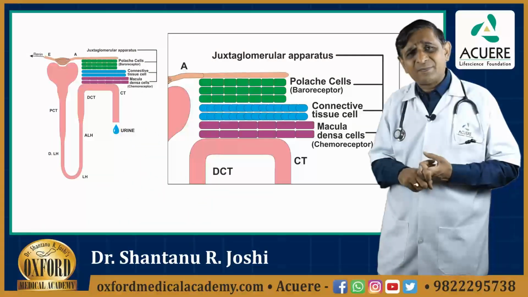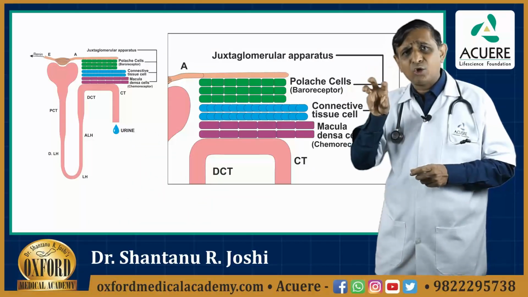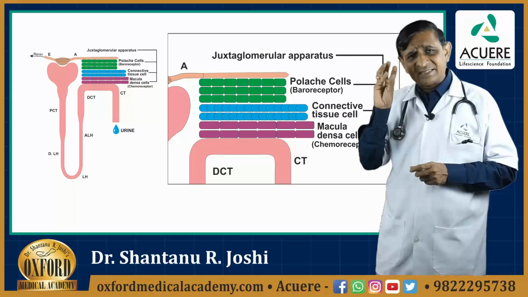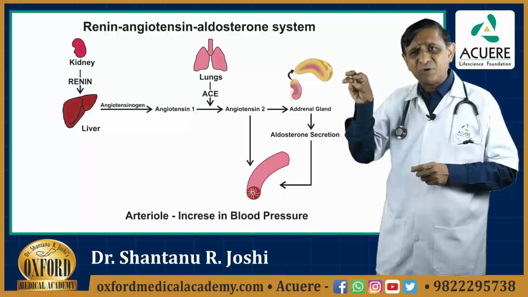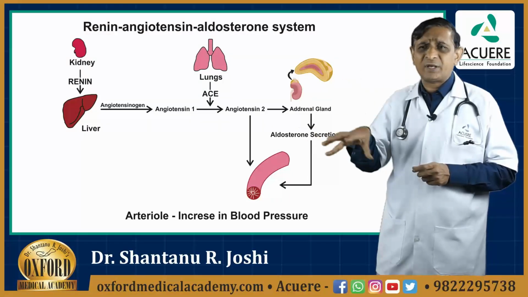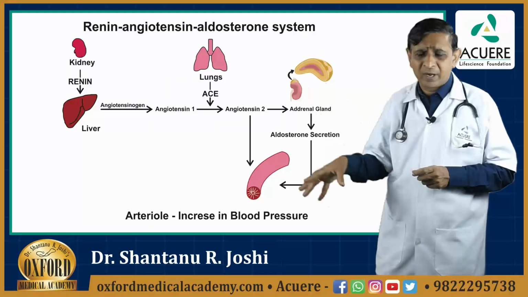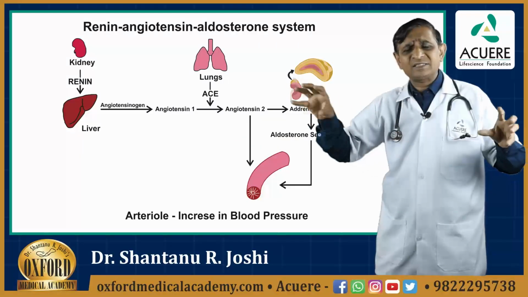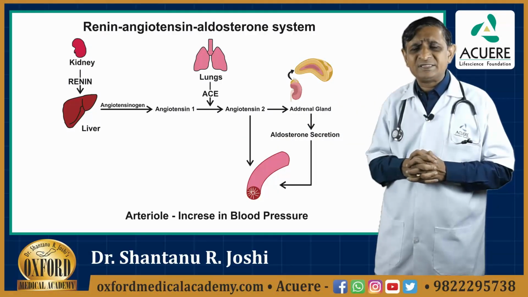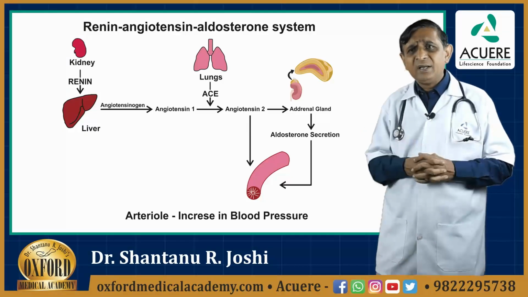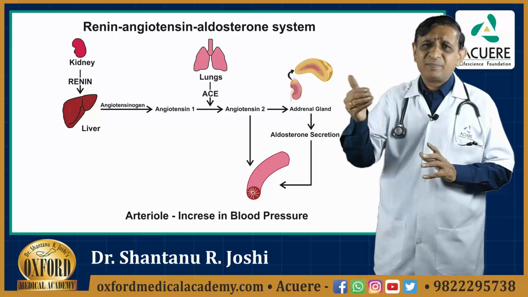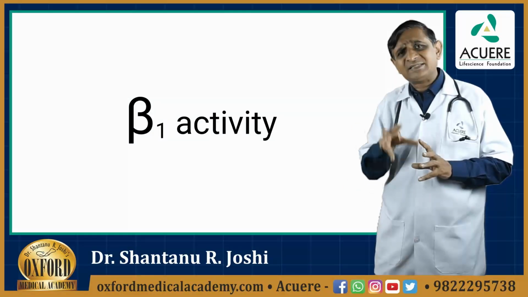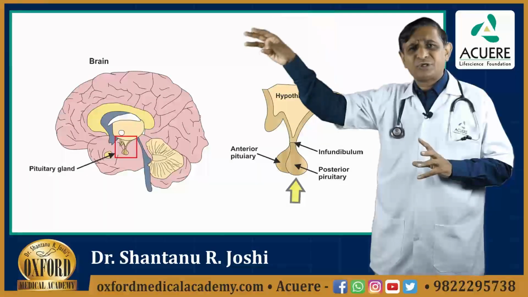Beta 1 receptors are present on the juxtaglomerular apparatus of the kidney, of the nephron, which secretes renin. Renin is responsible for conversion of angiotensinogen to angiotensin 1, ultimately to angiotensin 2, and the whole RAS system, renin angiotensin aldosterone system, will activate and will produce high blood pressure. This beta 1 also increases the ADH secretion from the posterior pituitary.